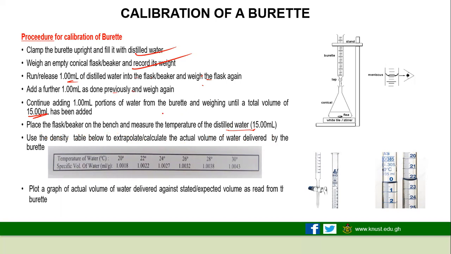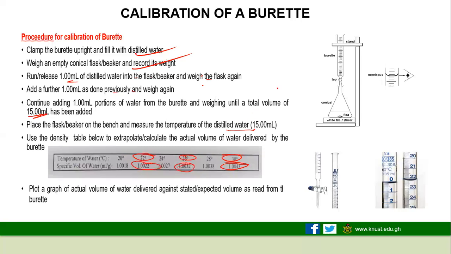Now, depending on the temperature of the water, assuming it is 30, then we take the specific volume provided in the table. If it's 28, then we take this density, right? If it's 22 degrees, then we take what? This density. Then so depending on the temperature of the liquid, then we choose the density. The idea is that temperature affects density, right? If you increase temperature, what do you do? You decrease the density. And so if you observe, this is actually the inverse of density.